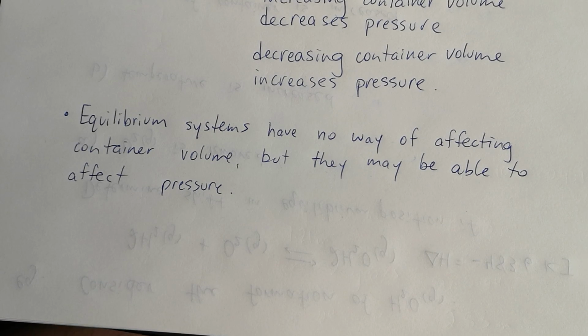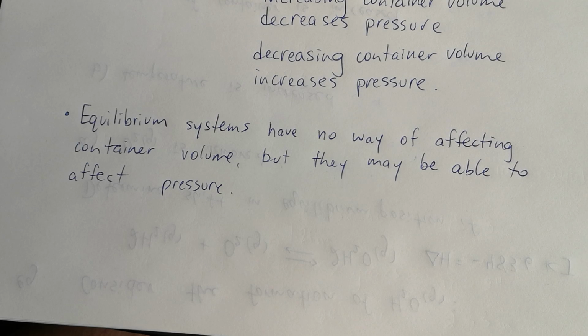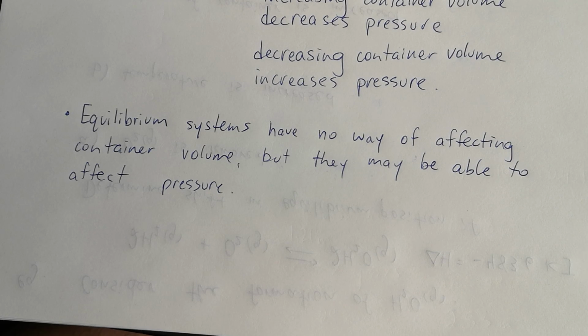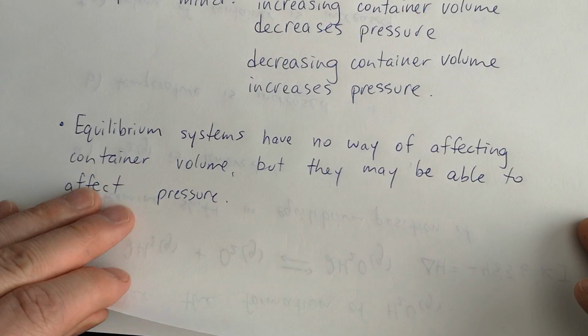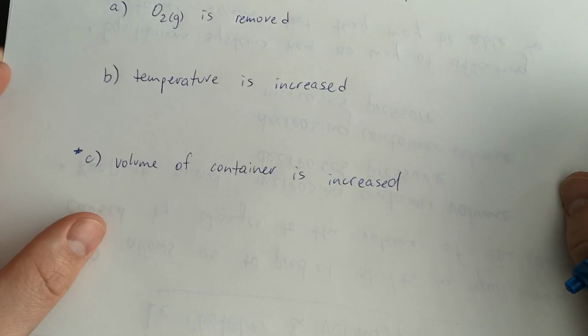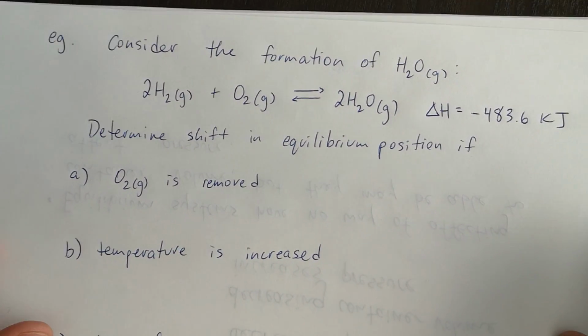Now here's what you have to know. You don't have to know this, but this is the rationale of what's coming. An equilibrium system can't affect volume. There's nothing that particles of gas can do to make the walls of the container shrink or expand, except under extreme circumstances that we're not going to deal with. What they can do is affect pressure. So I'm going to dive right into an example where we're going to cover what we've already done and then get to the new stuff.